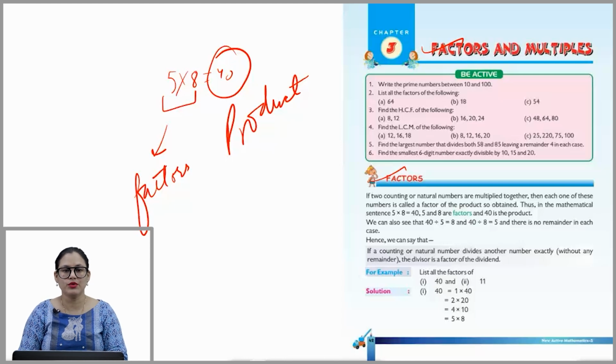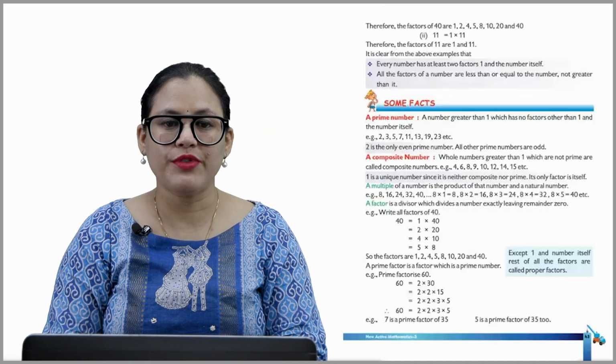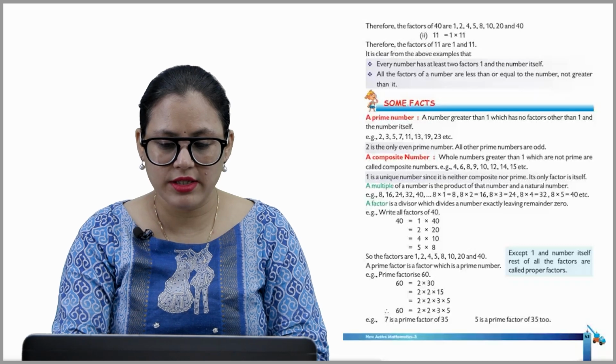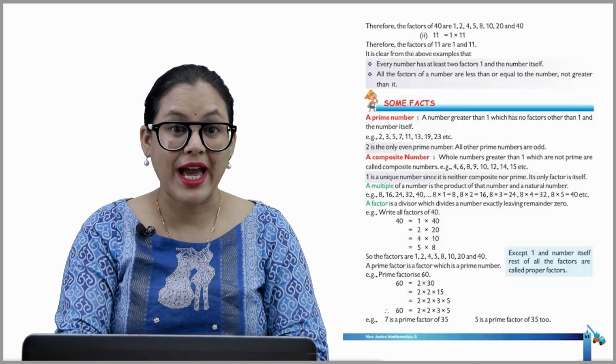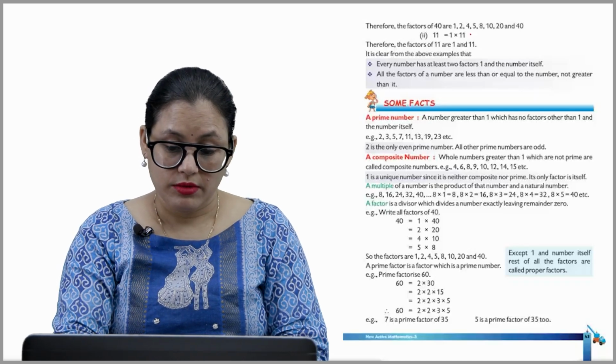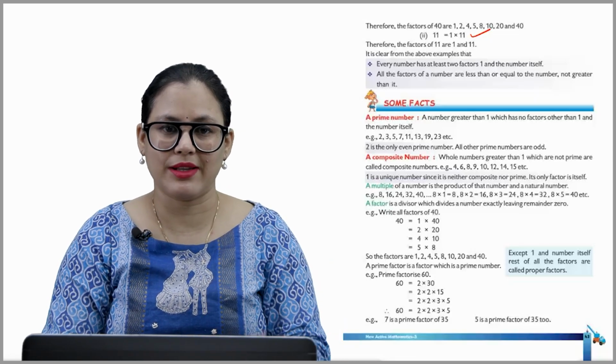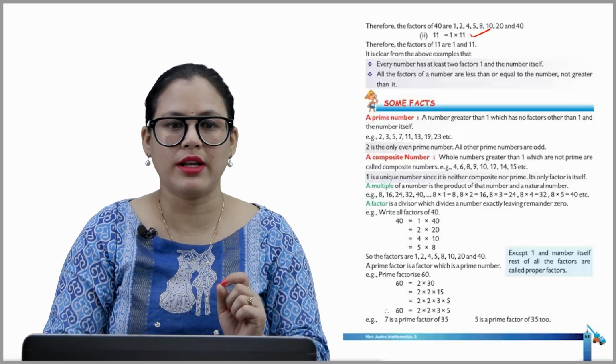So, here we have to list out all the factors of 40. 1 into 40 is 40, 2 into 20 is 40, 4 into 10 is 40, 5 into 8 is 40. Therefore, the factors of 40 are 1, 2, 4, 5, 8, 10, 20 and 40. And the factors of 11 are only 1 and 11, because 1 into 11 is 11. Therefore, the factors of 11 are 1 and 11.